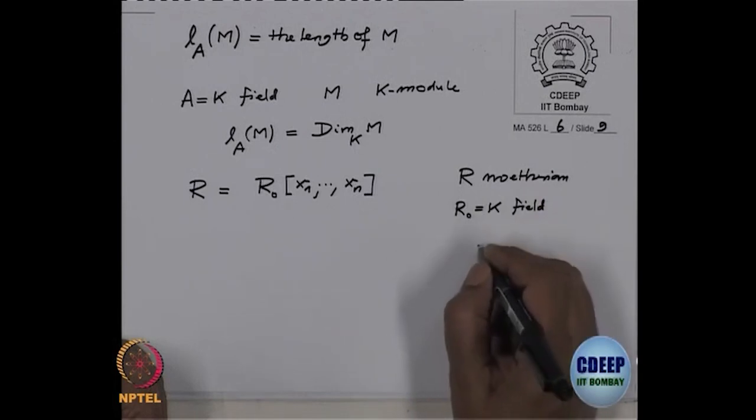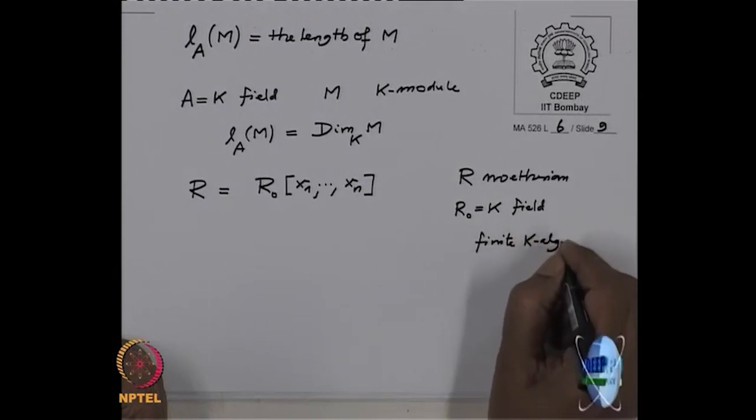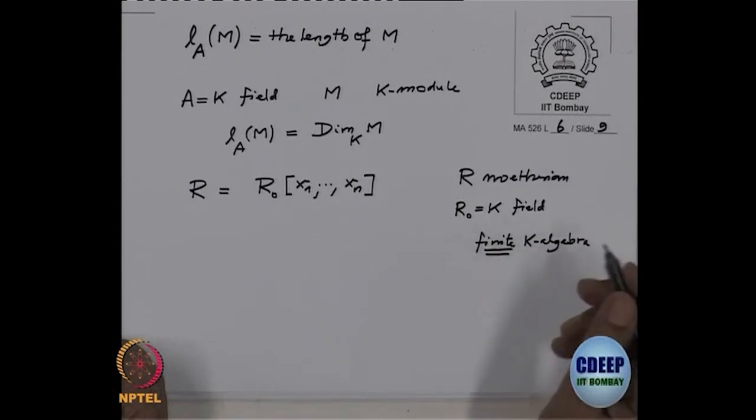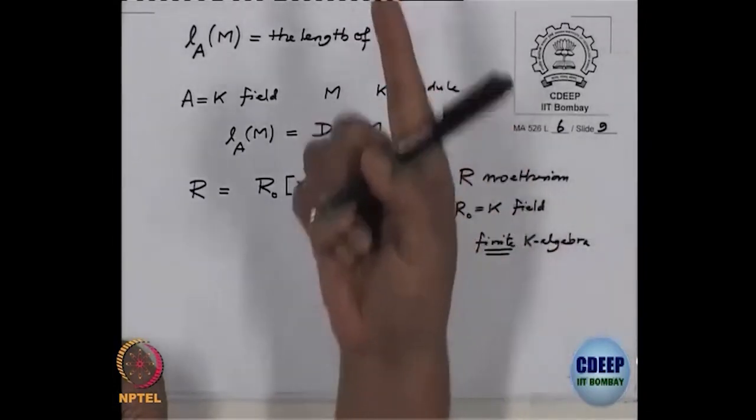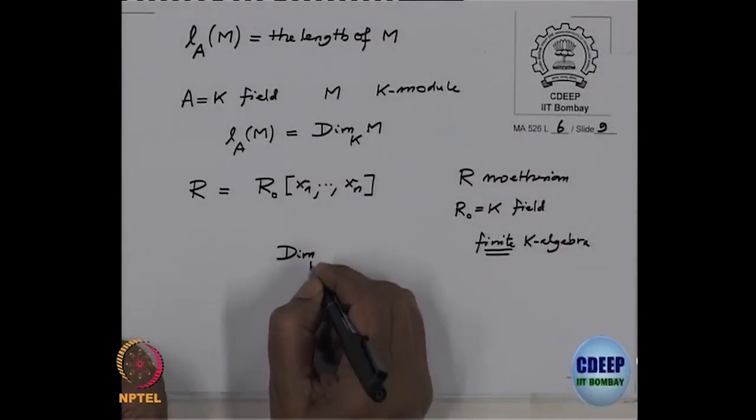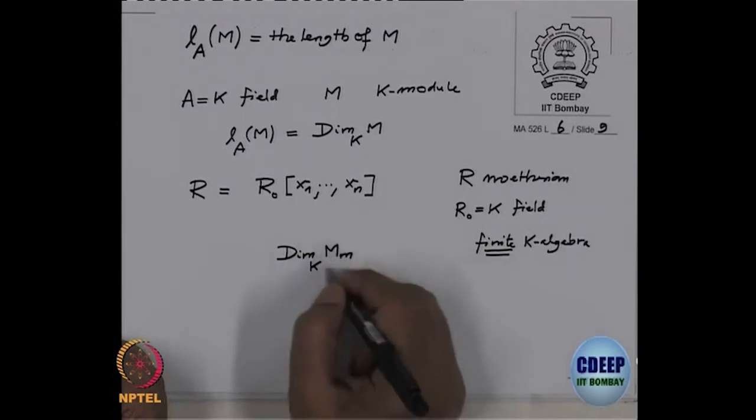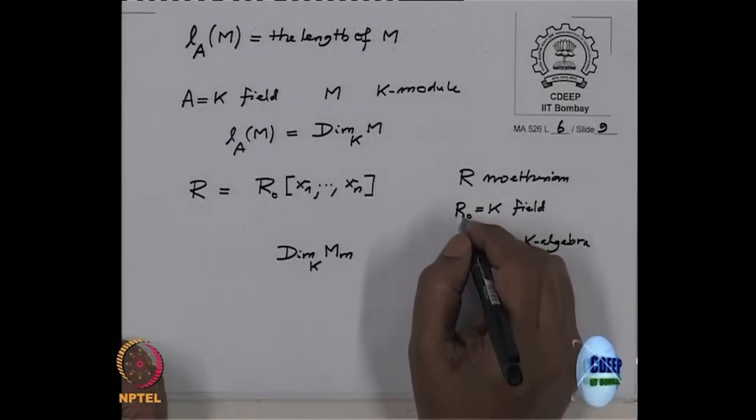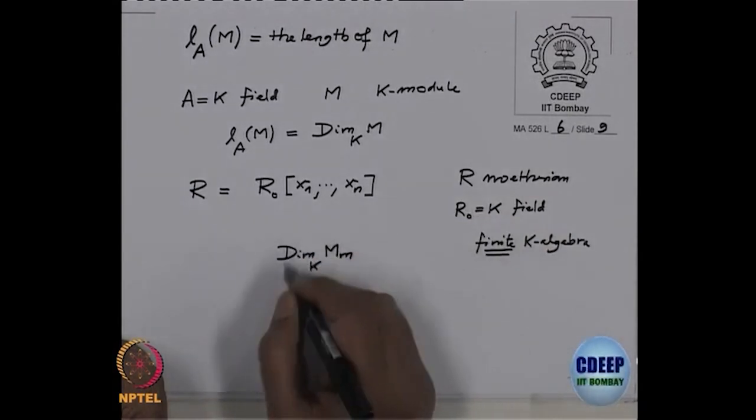But I could have also assumed that R naught is actually a finite K algebra. Remember, finite means finitely generated as a module, that means as a vector space it is finite dimensional. And in that case, in a Poincare series, we have this dimension over K of these modules M_m. So now these M_m are finitely generated modules over R naught.